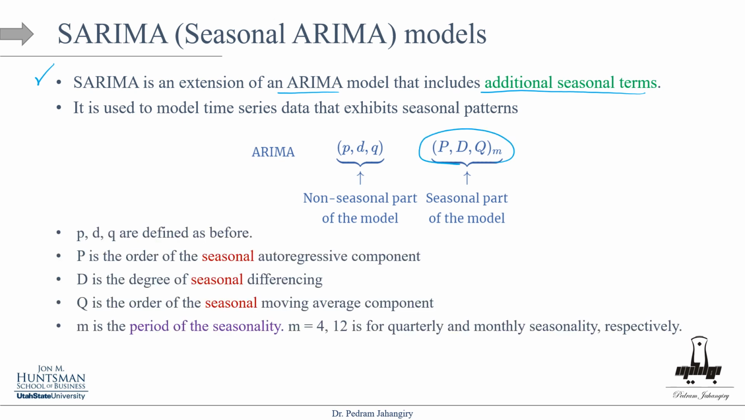So let's actually write it down. The small letters p, d, q are the non-seasonal part of the model, and the capital letters P, D, Q are the seasonal components of the model, and then m is simply your period of seasonality. It can be 4 for quarterly data, 12 for monthly data, right? And so what is capital letter P? This is the order of the seasonal autoregressive component. D is the degree of seasonal differencing, and Q is the order of the seasonal moving average component. This is pretty straightforward. I don't want you to overthink it.